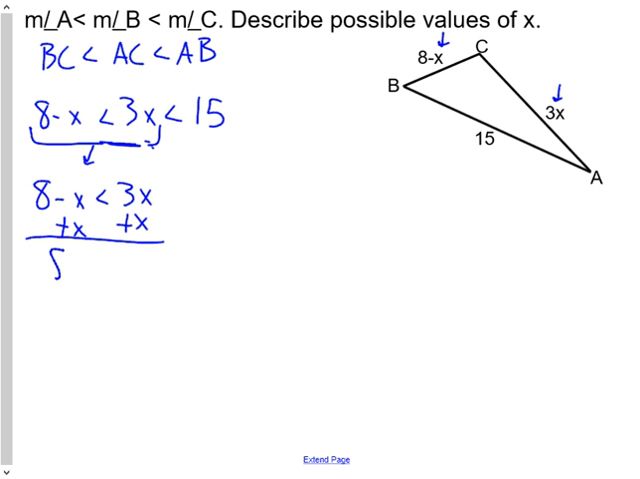Plus x to both sides. 8 is less than 4x. Divided by 4, 2 is smaller than x. So x needs to be bigger than 2. And then we're going to deal with the other side over here.